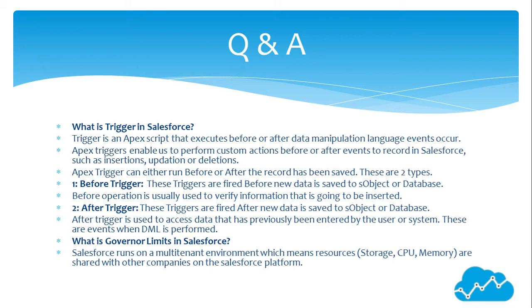These are of two types: before trigger. These triggers are fired before new data is saved to sObject or database. Before operation is usually used to verify information that is going to be inserted. After trigger: these triggers are fired after new data is saved to sObject or database. After trigger is used to access data that has previously been entered by the user or system. These are events when DML is performed.